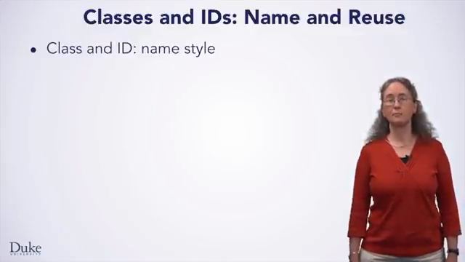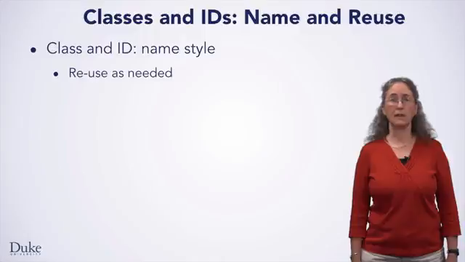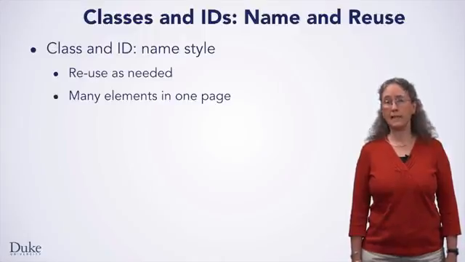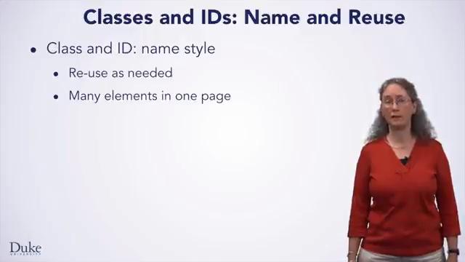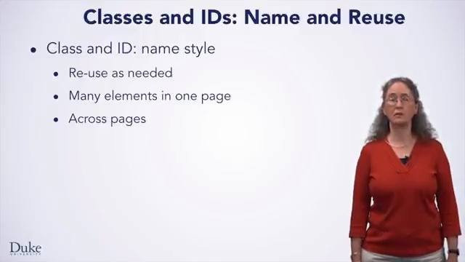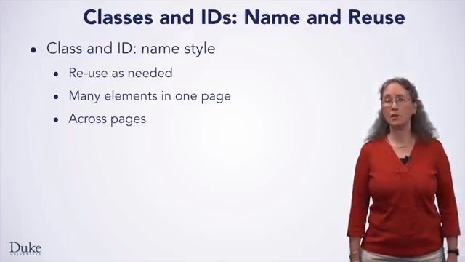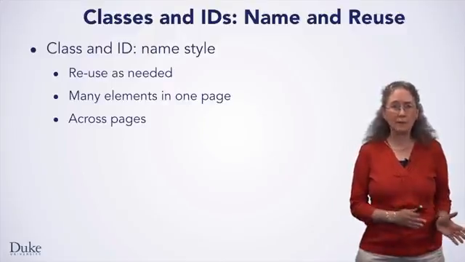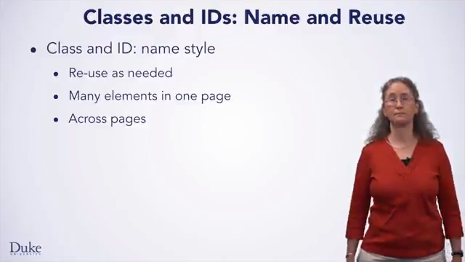Classes and IDs both let you name a way to style an element. Naming a style lets you reuse that style as needed. In the case of a class, you can style many elements on a page in the same way. For both IDs and classes, you can reuse a style across multiple pages. For example, if you have a logo that you want to display in the corner of every page on your site, you can write a style for it once and reuse that style on every page.